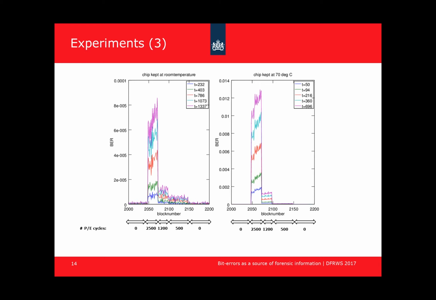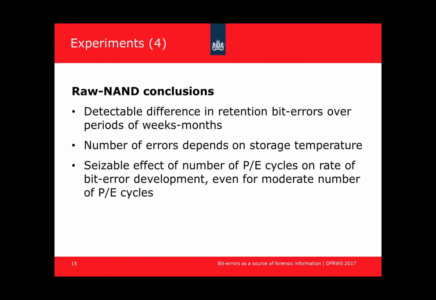And the time scales, indicated above, are in the order of weeks to months. So actually, what you see is there are detectable differences in bit errors over periods of weeks to months, both at room temperature and also at higher temperature. But the rate strongly depends on the temperature, as you saw in the previous slide, and there's also a rather big effect of the number of PE cycles from the regions.